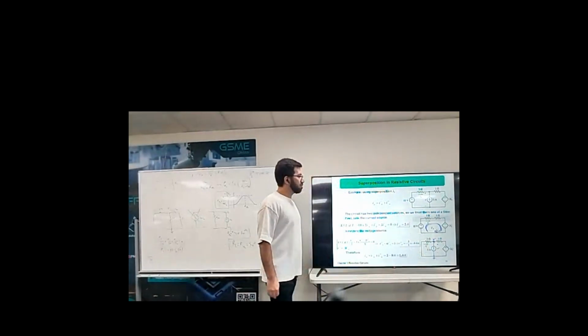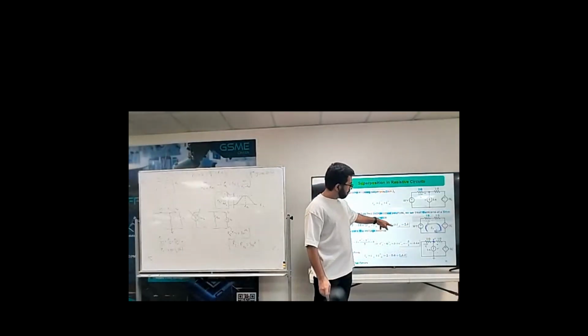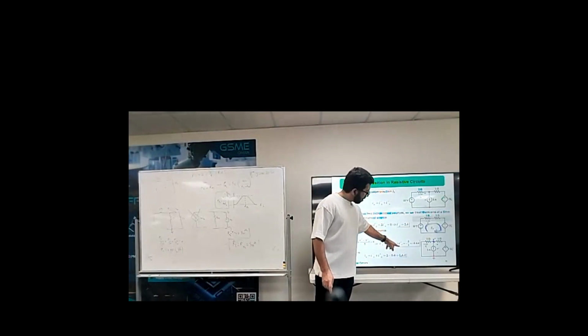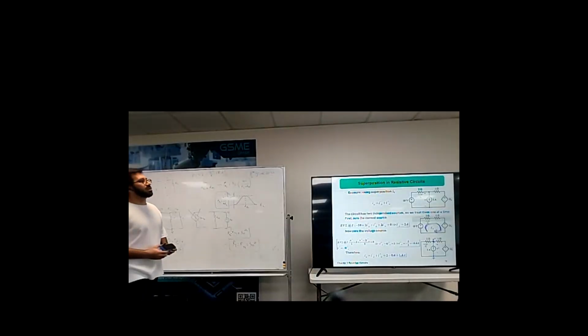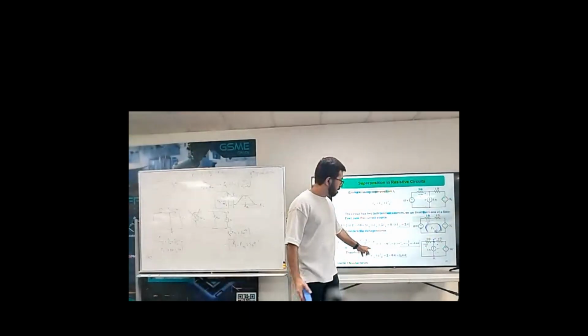I write the KVL. I find Ix prime. Another time I set this voltage source to zero, which means I should short circuit it. I have this circuit, apply KCL at node V second, and I can easily find I second. So I prime plus I second should be Ix. If I solve this circuit considering these two together, the result should be the same.